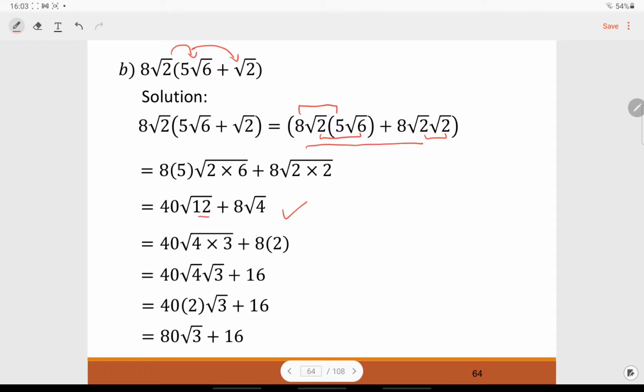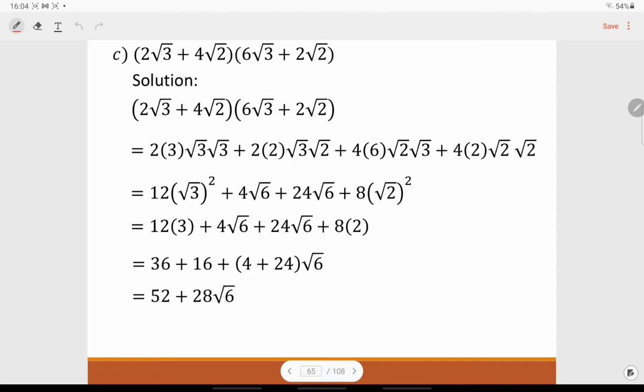Now 12 can be further factorized, becomes 4 times 3 as the simplest factor. So we have 2 surds here, surd 4, which can be further simplified, becomes 2. We multiply with 40, becomes 80. So surd 3 remains as surd 3 because that is the simplest form, while the other side we have plus 16. So this is supposed to be the final answer. Okay.